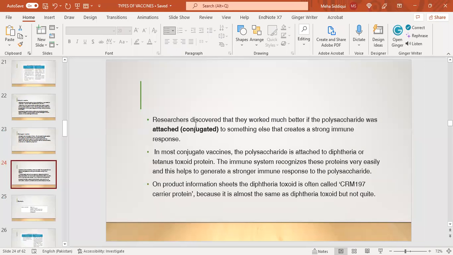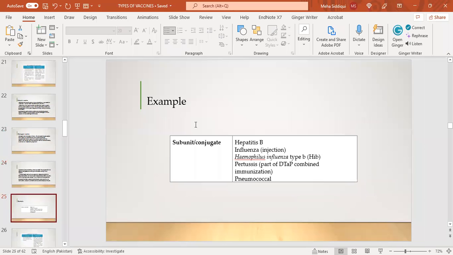In product information sheets, the diphtheria toxoid is often called CRM197 carrier protein because it is almost the same as diphtheria toxoid but not quite. Examples of subunit or conjugate vaccines are hepatitis B, influenza, H. influenzae type B, pertussis, and pneumococcal vaccine.